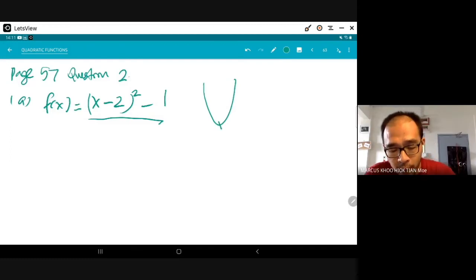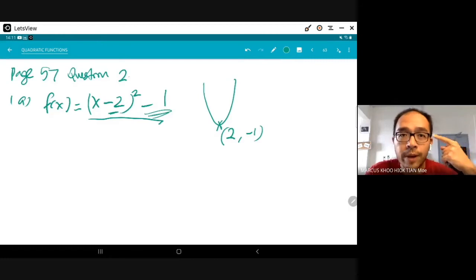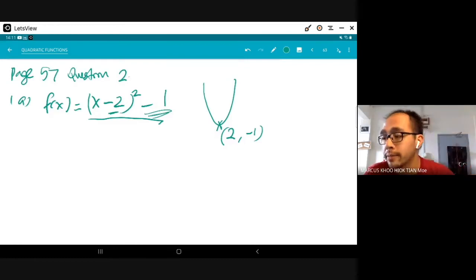Minimum graph, and what is the vertex? The vertex is 2 and minus 1. 2 sebab di sini negatif 2, so dia mesti berubah menjadi positif, dan nombor negatif kekal. So when you see vertex form, practice, terus kau bagi tahu apa dia punya coordinate, is it minimum or maximum. Mesti kau practice. Okay, engage the mind.